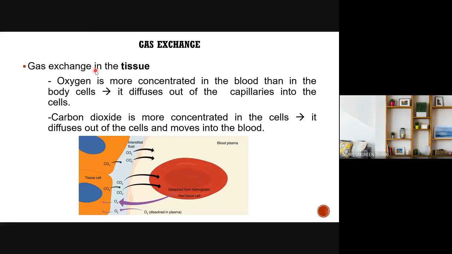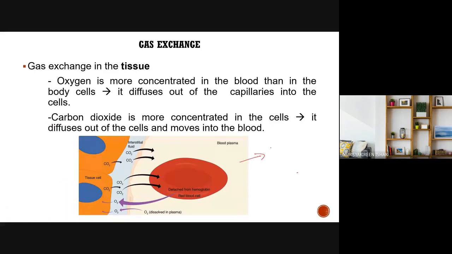Okay, so earlier we looked at gas exchange in the lung. Now we are going to look at gas exchange in the tissue. The concept is the same. So oxygen is more concentrated in the blood because it just came from the lung. From the lung into the heart, and the heart pumps throughout the body. So oxygen is more concentrated in the blood than in the body cells. What was the concentration of oxygen in the blood earlier?